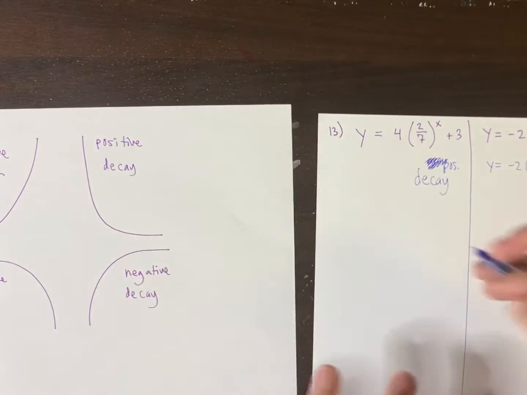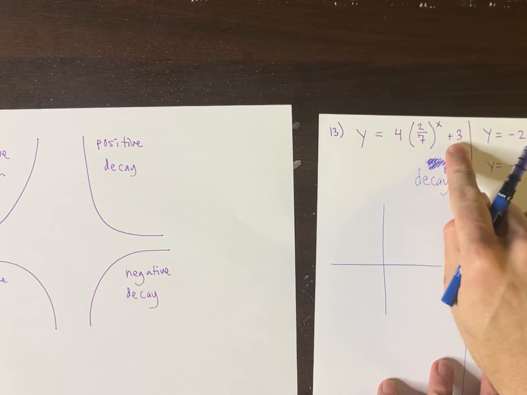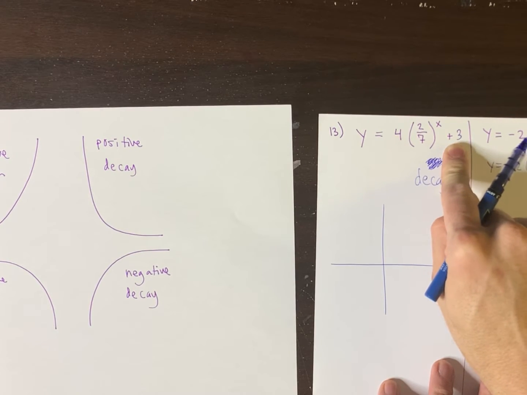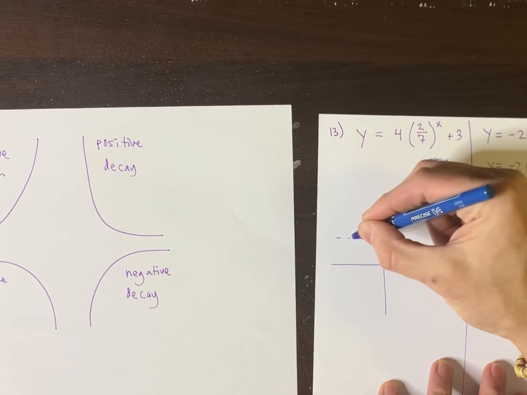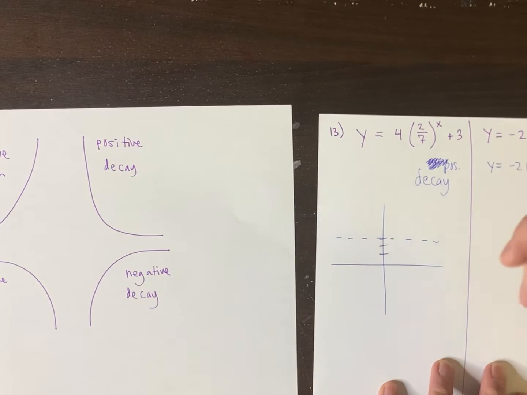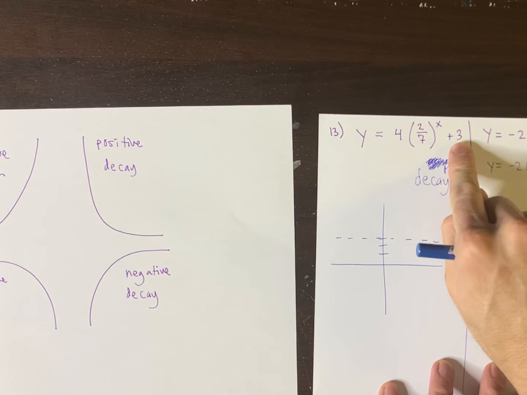What about the actual graph? Real quick, check it out. The number in the very back is going to be your asymptote, whatever this is. In this case, 3. It'll be your horizontal asymptote. These are exponential functions. They all have a horizontal asymptote, namely the constant in the back, in this case 3.